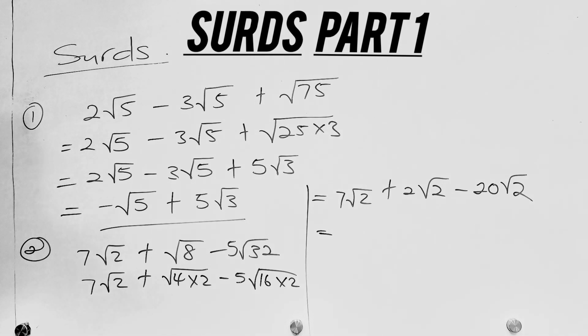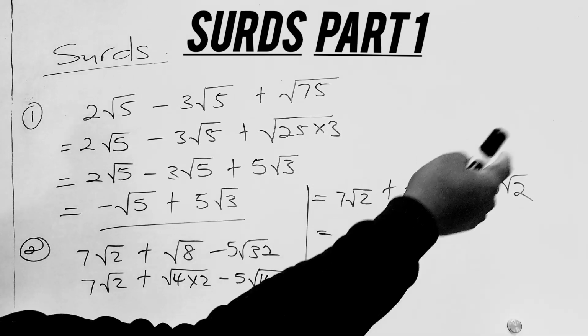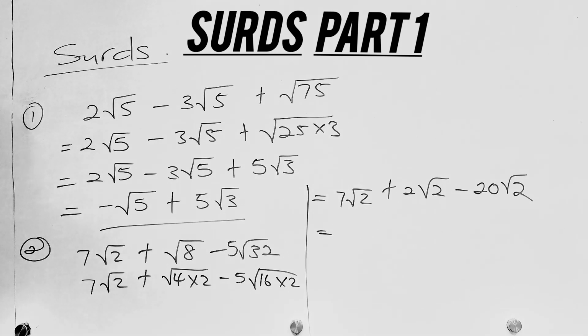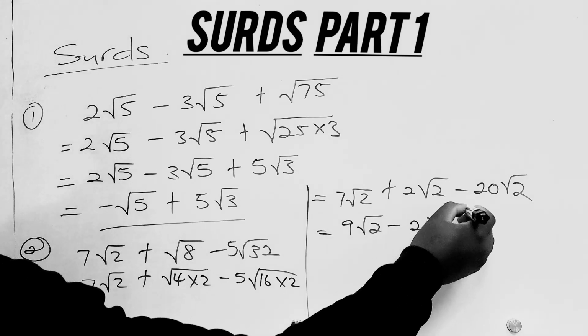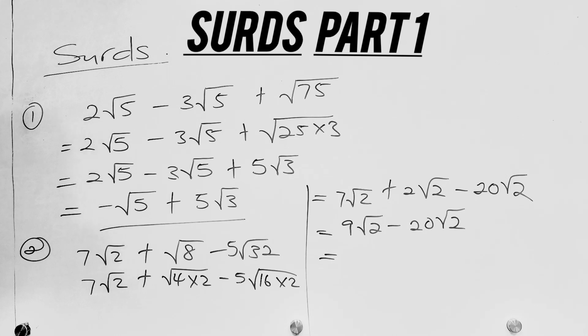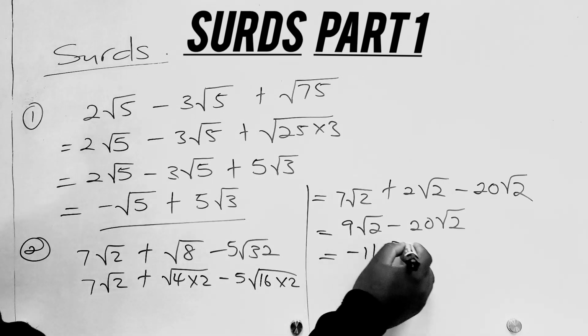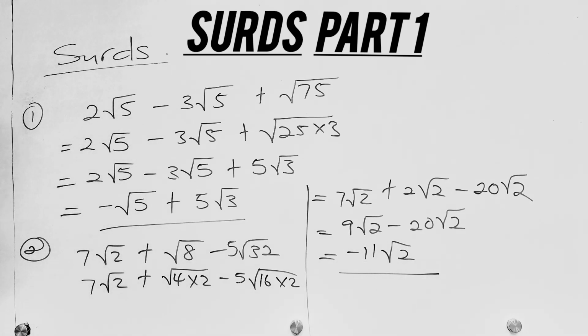Then from there, we need to add these ones first. Now we have like terms throughout. So 7 root 2 plus 2 root 2, we get 9 root 2 minus 20 root 2. What is 9 minus 20? 9 minus 20 is negative 11 root 2. That will be our solution. So that's how we add and subtract surds. Some of the questions will give you an unsimplified surd that you need to simplify first, then you check the like terms, then you add or subtract.